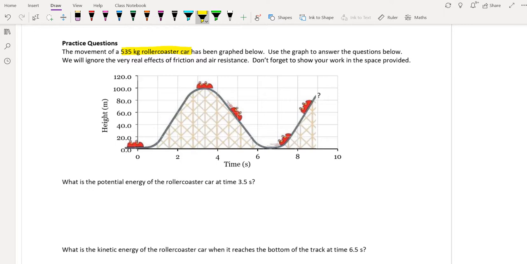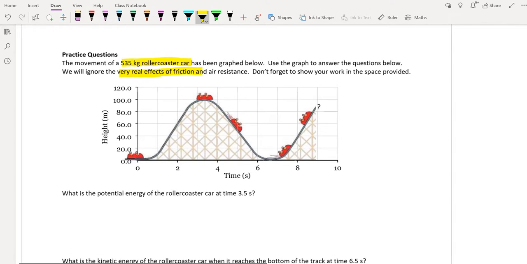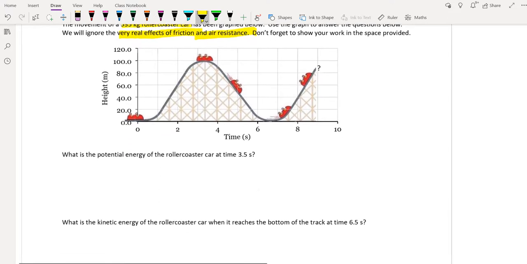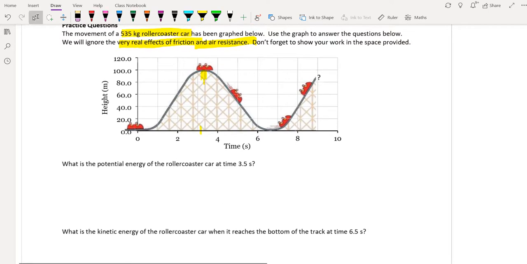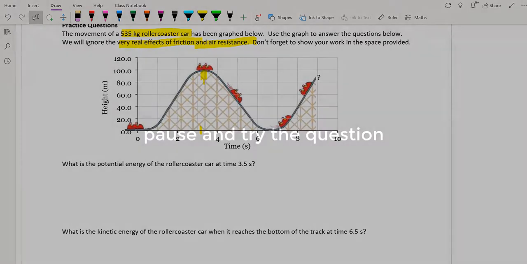So there's going to be a series of questions asked here, but ignore the real life situations and the effect of friction and air resistance that exist. Okay? So my first question to you is, at 3.5 seconds, so at the peak here, what would the potential energy be in the roller coaster? So pause the video and see if you can do that.